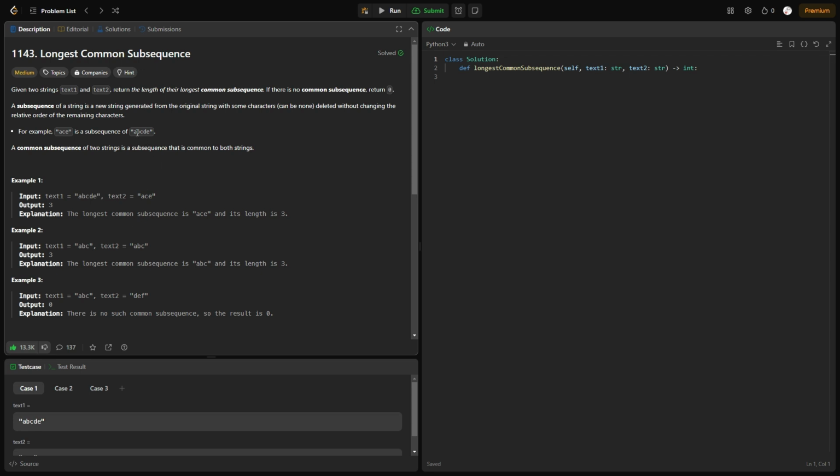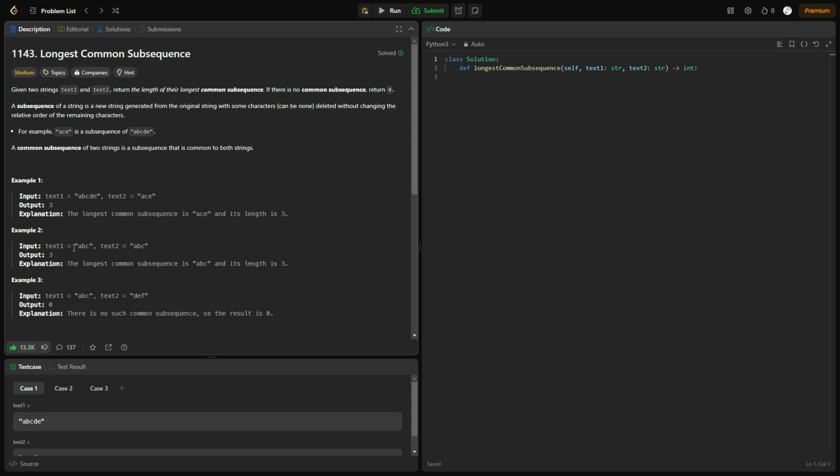In example 1, this is the ace example. Text1 has ACE as a subsequence, and text2 is ACE itself. So that's going to be the longest possible subsequence, and it's going to be length 3. So we're going to return 3.